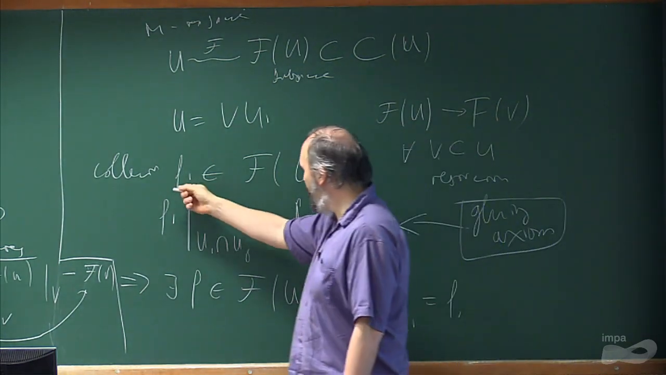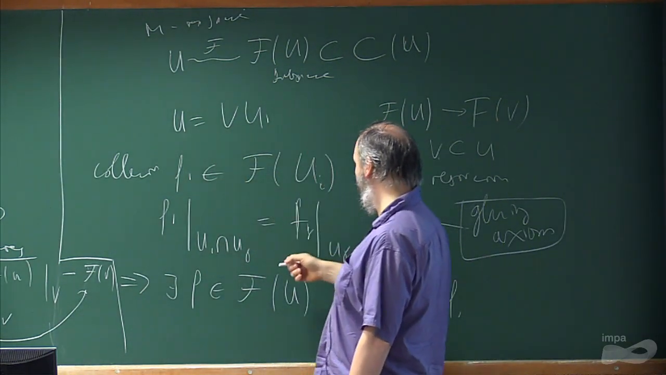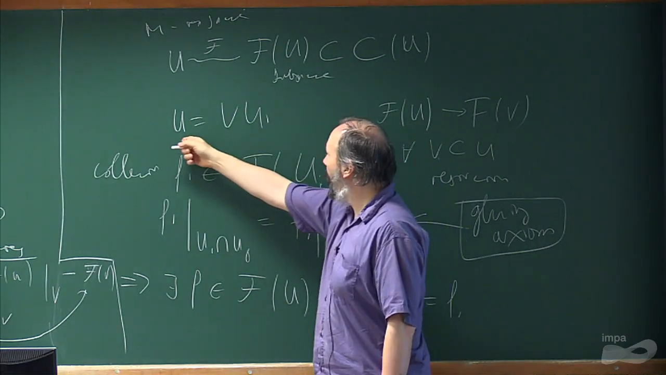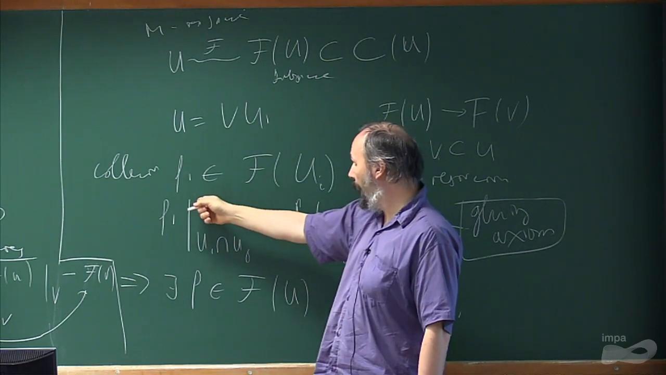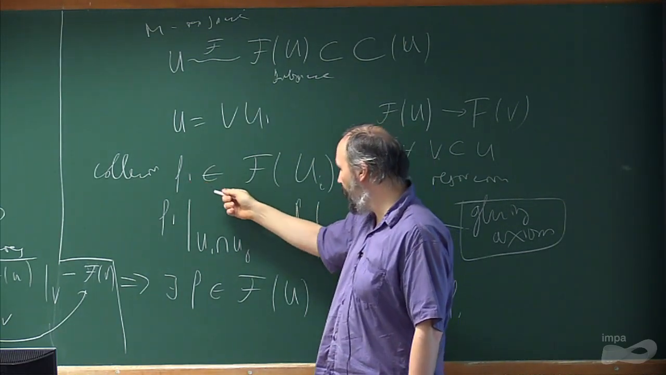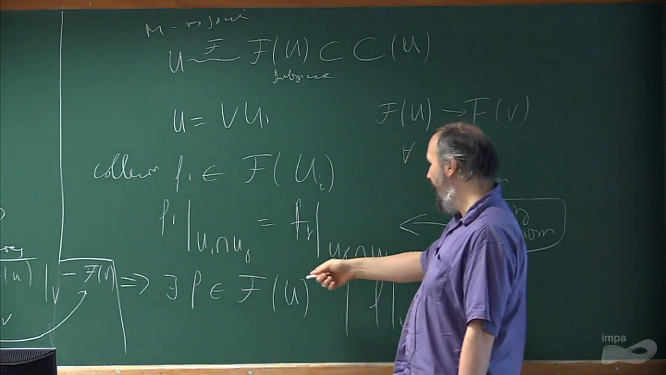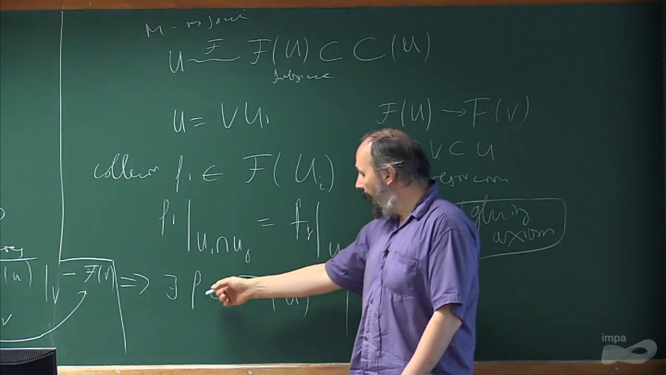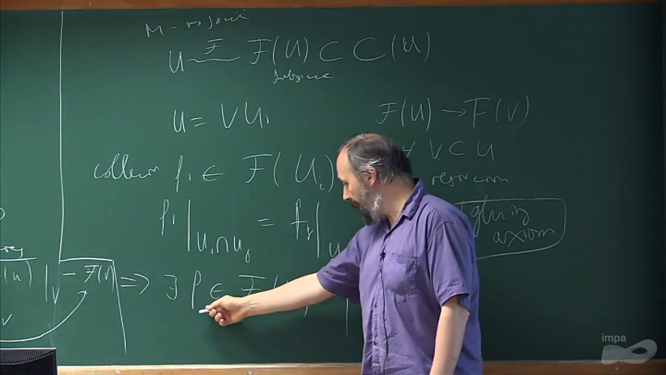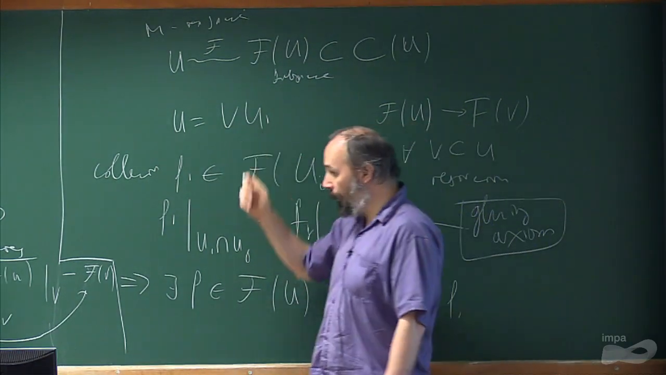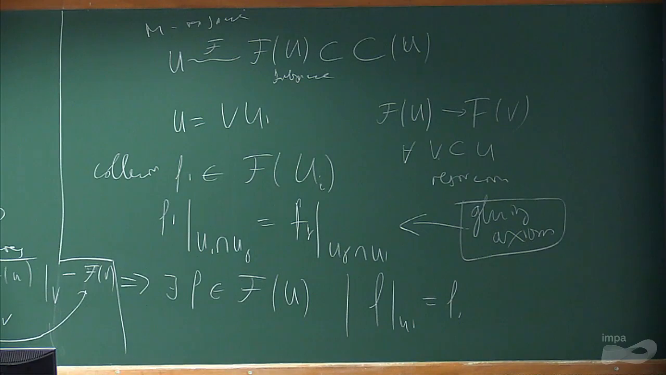If you have a section of a sheaf, a collection, you have a covering of a space U by open sets. You have a collection of sections of your sheaf over these open sets. The restrictions are compatible. Then it is obtained by restriction from some section of the sheaf over U, over the union.